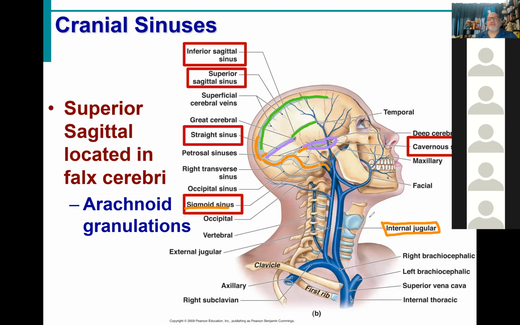Notice, just like we have an internal carotid and an external carotid, we have an internal jugular and an external jugular. The external basically drains blood from the skull and from the superficial part of the head, and the internal jugular from the cranial cavity. And not surprisingly, the internal jugular is way, way bigger because, again, we want to make it as easy as possible to get that blood out of there.